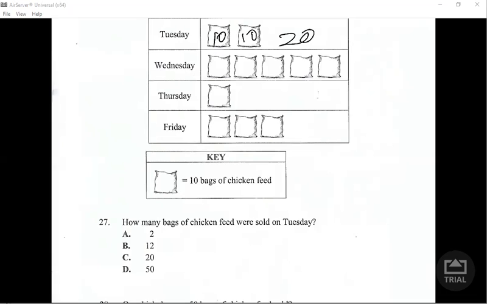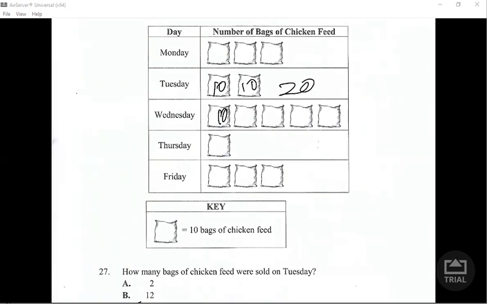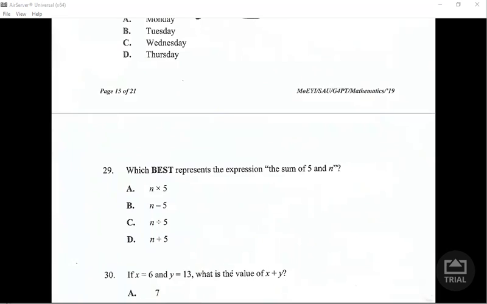Let's move on to 28. On which day were 50 bags of chicken feed sold? So that's 5 bags. It's 10, 20, 30, 40, 50. So that's Wednesday.